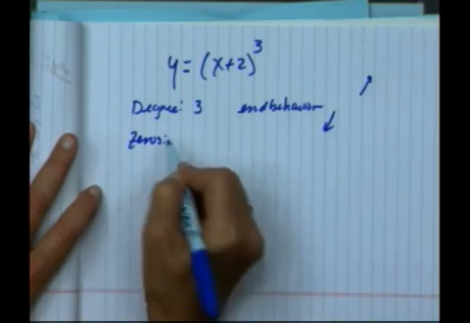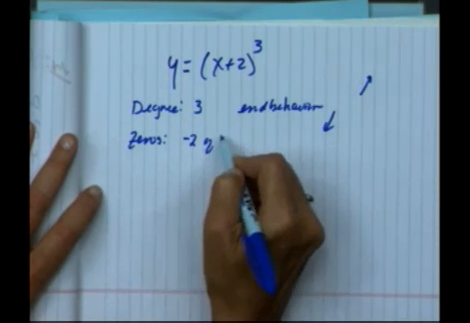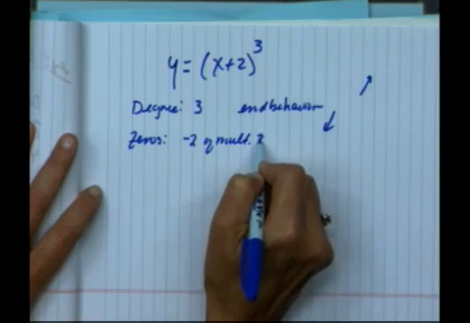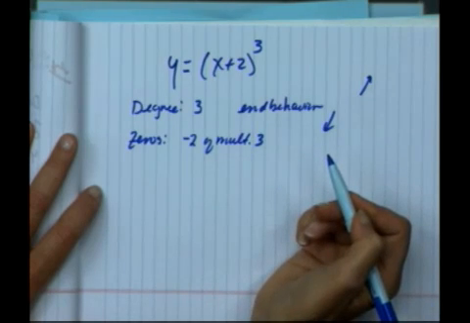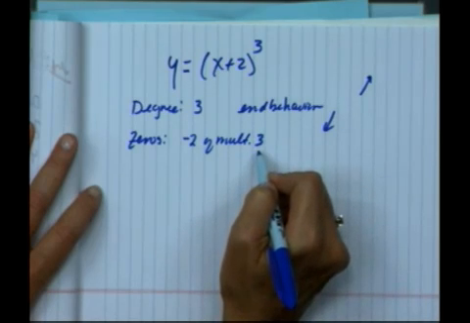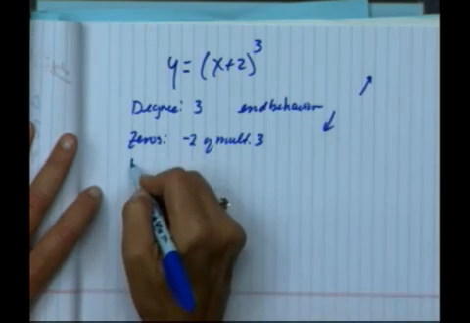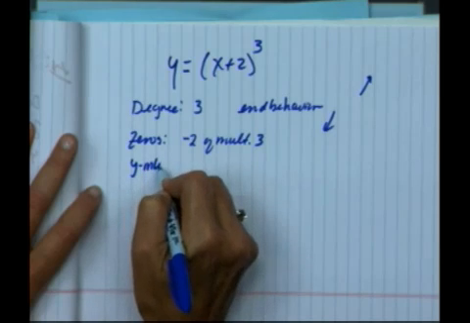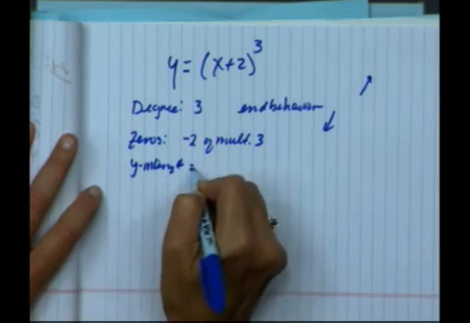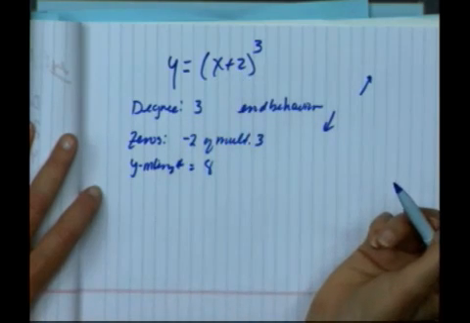The zeros, we only have one. That 0 is -2 of multiplicity 3. Okay? That is an odd degree multiplicity. Who remembers how that's going to be affected on the graph? Is it going to touch or cross through? It's going to cross. You already knew that. Okay, and the y-intercept. What is the y-intercept? 8. Let x be 0, y is equal to 8.